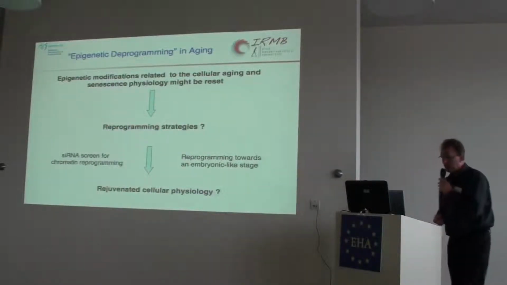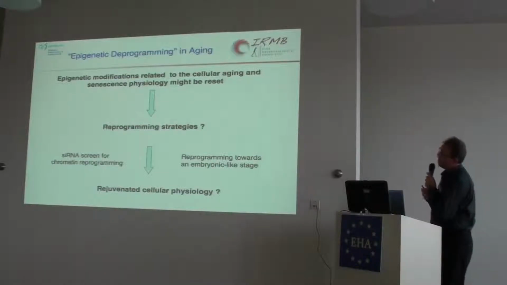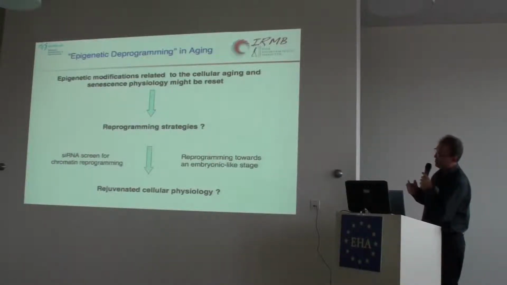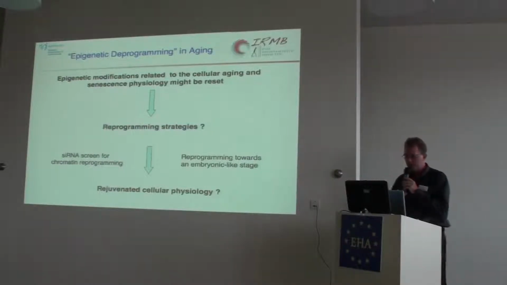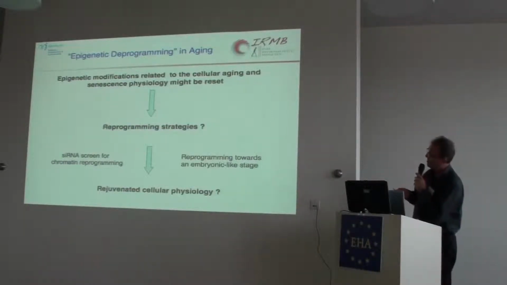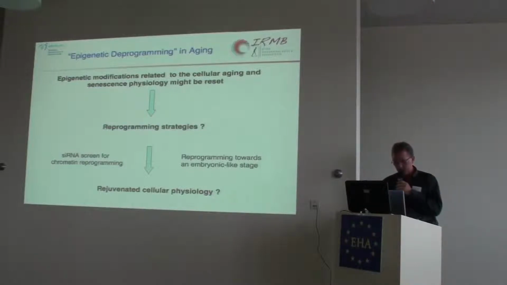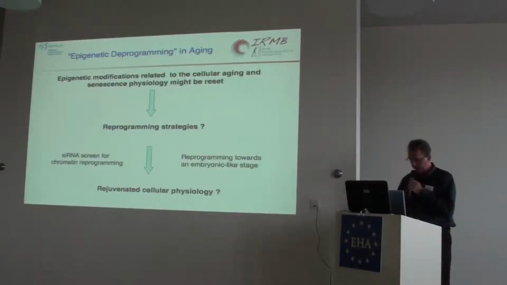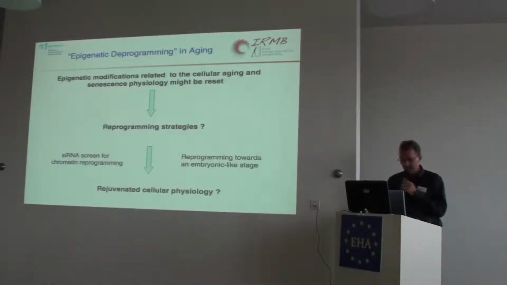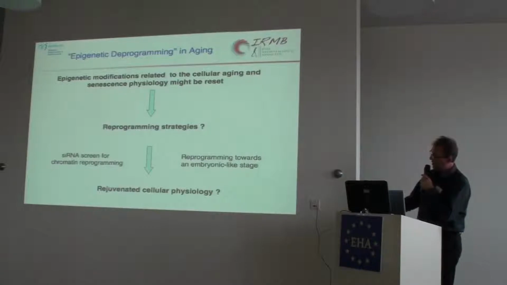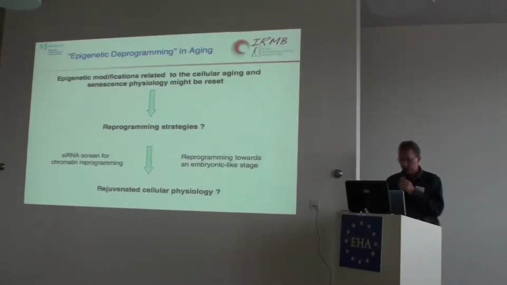So we believe that probably we can have a sort of deprogramming of the cell in aging. And if that is the case, and if it participates in aging, probably you can find a strategy to reprogram them, and this is what we did. First, we tried to find some gene targets involved in chromatin modulation by an siRNA screen for chromatin reprogramming, and also another aspect which has already been presented, which is reprogramming toward pluripotency.